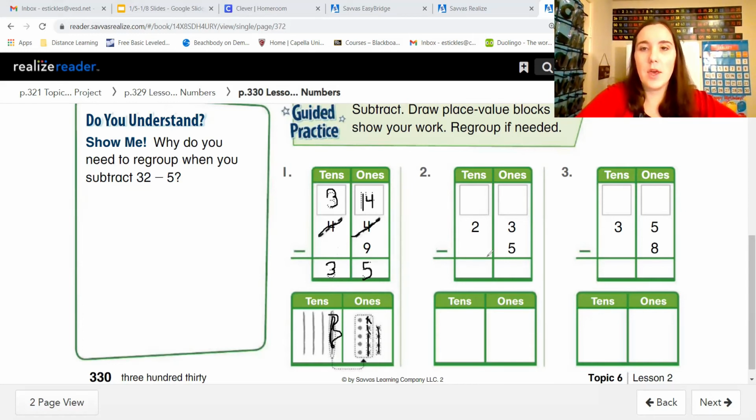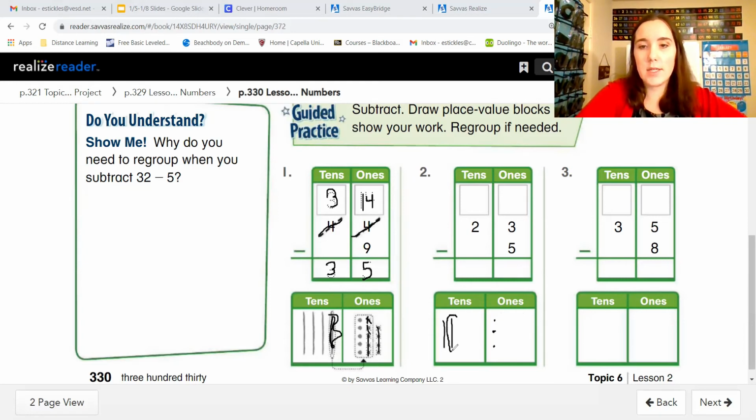Let's do number 2. We're going to do 23 minus 5. So let's draw 23 in place value blocks. There are 2 tens in 23, and there are 3 ones. So 1, 2, 3. Now let's see, we want to take away 5 ones. Do we have enough? Nope, because we only have 3. So we need to regroup.